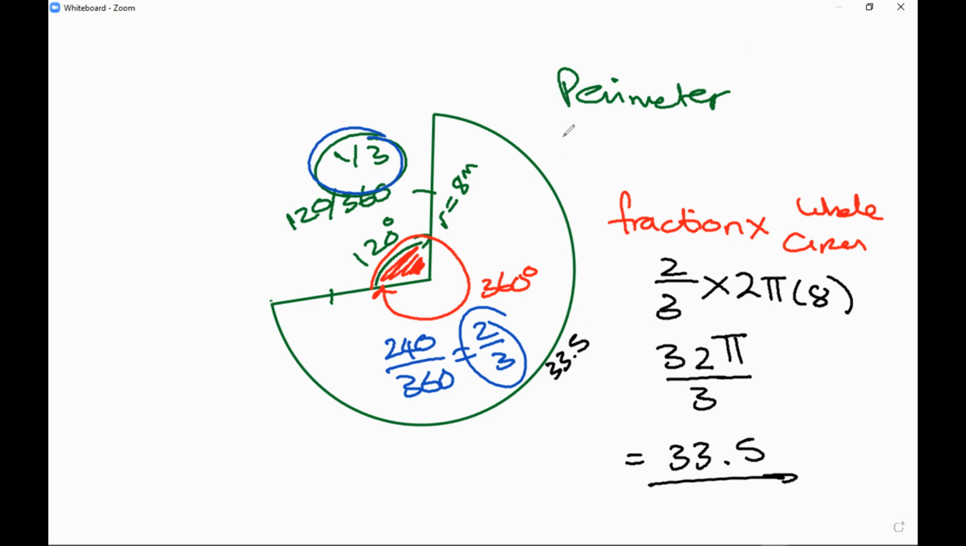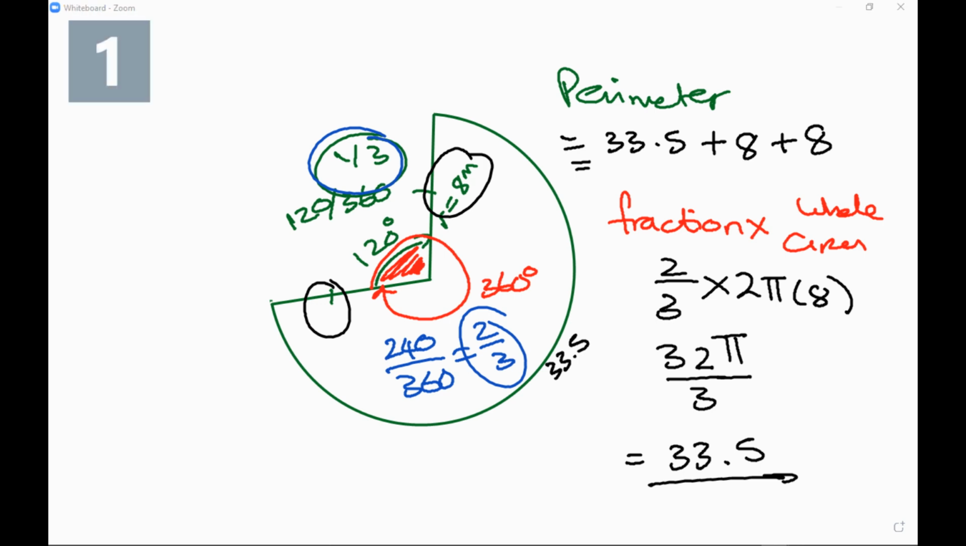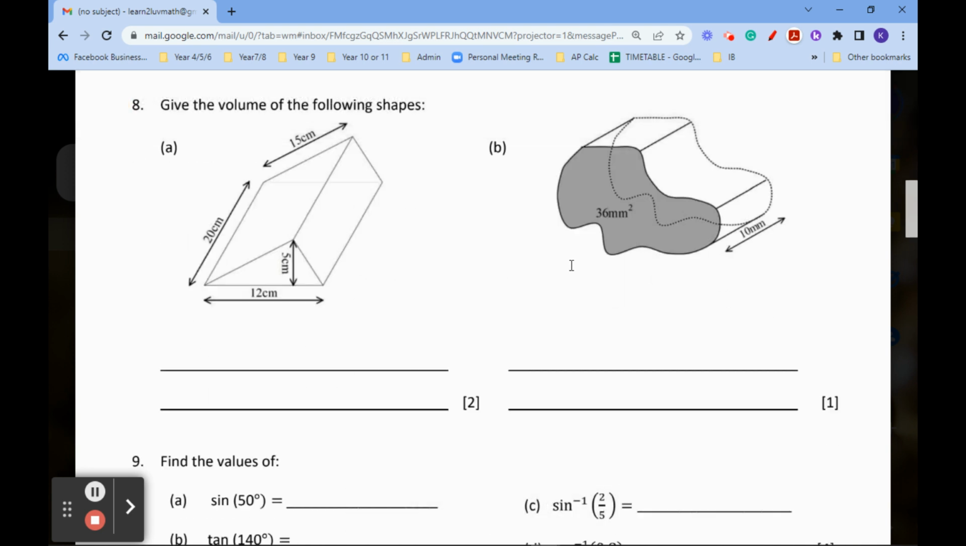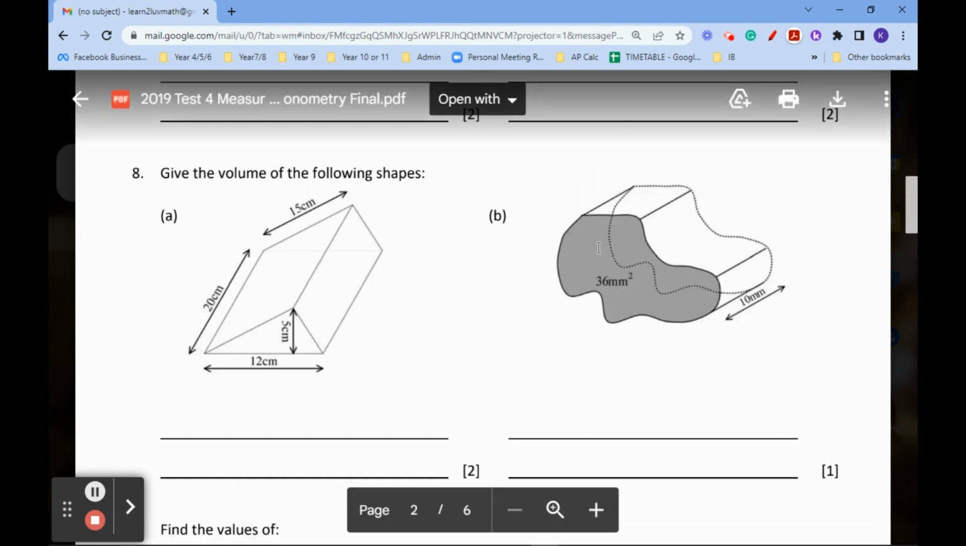So for the perimeter, the final answer is going to be that number, 33.5, because that is only that part there. We still have to add 8 and the other 8. And then we're done. So that's 49.5. That's it. Cool, so that gives you the perimeter there. Okay, now go into volume.